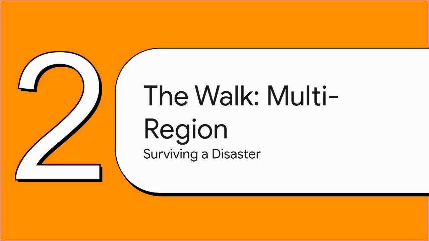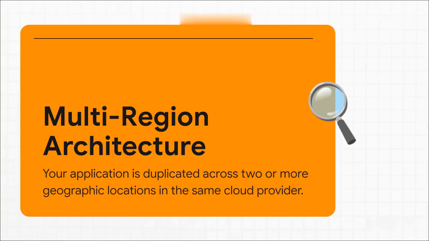Now let's level up and talk about the walk phase. This is where we start getting serious about surviving a much bigger disaster. With a multi-region setup, you're running a duplicate of your application in a completely different part of the world, but you're still with the same cloud provider. Think of it as running in Azure's East US region, but also having a complete copy ready to go in their West US region. You've now got that backup drive at your friend's house, across town.